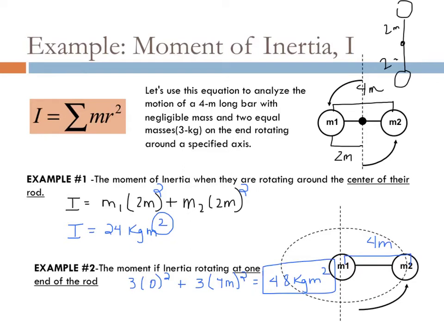So again, this is my moment of inertia rotating at one end of the rod, and for the first one we have our moment of inertia rotating about the center of the rod.